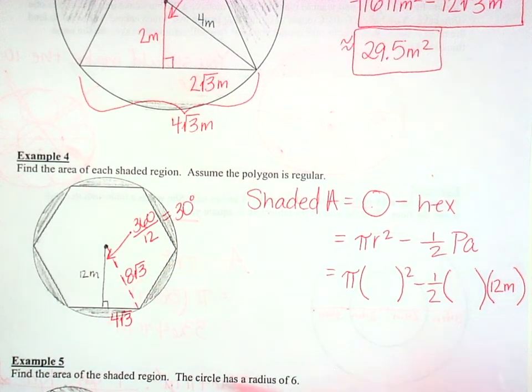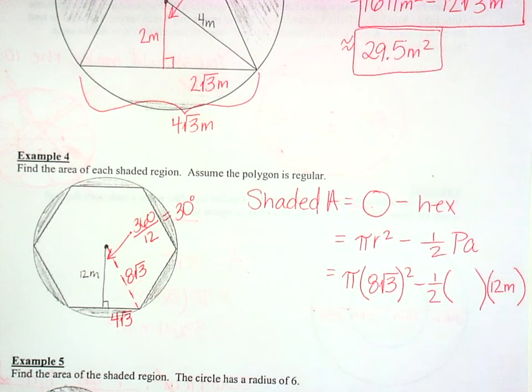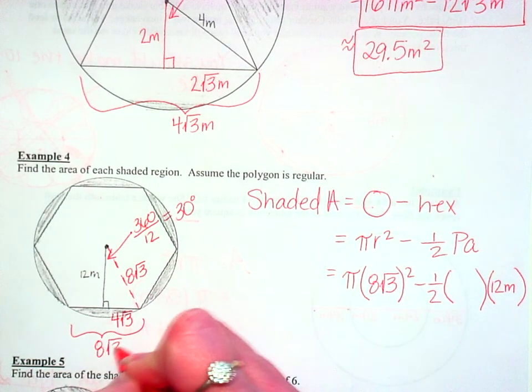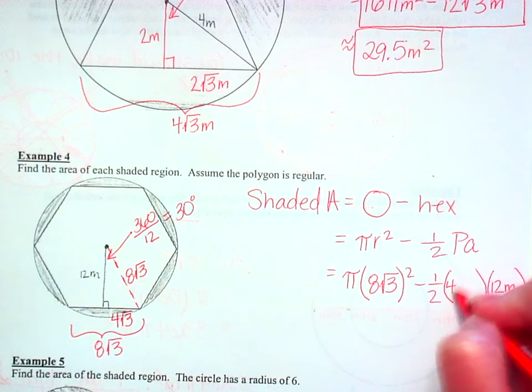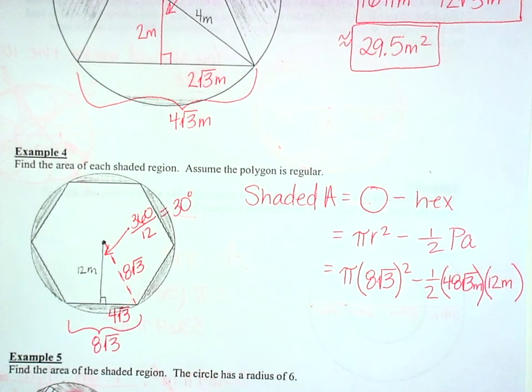So the radius is 8 square root 3. This side length is also 8 square root 3. And if I take that side length and multiply it by the 6 sides, I get 48 square root 3 for the perimeter.